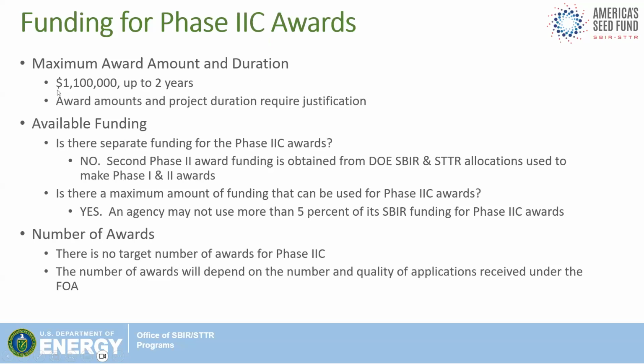Just like the second Phase 2 award, the maximum amount is 1.1 million up to 2 years. This is all part of the Phase 2 funding solicitation. So it depends on the meritorious nature of your application. And an agency can use up to 5% of its SBIR funding for 2C awards, which is not a big problem for us since we get really very few of these applications.